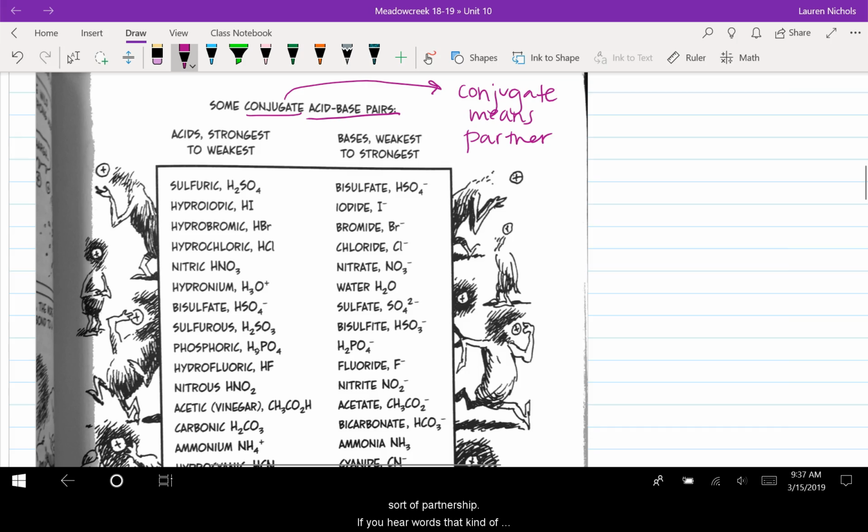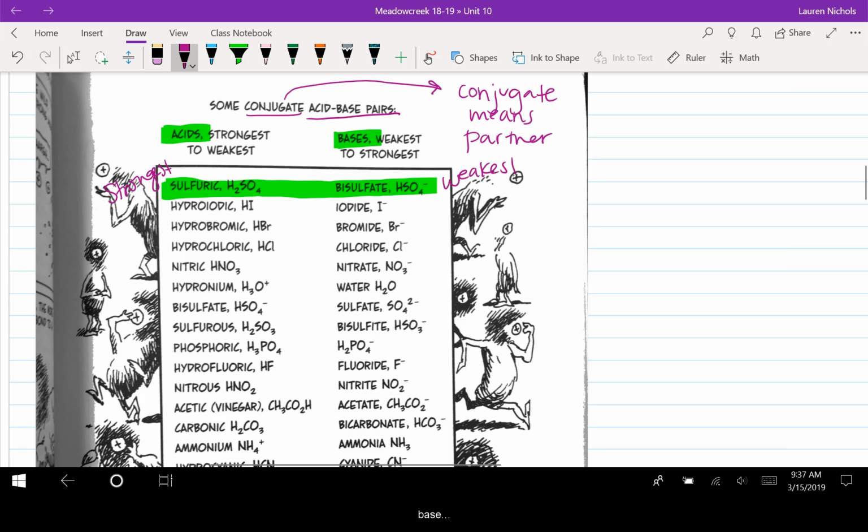If you hear words that sound like conjugate, it probably has to do with some sort of partnership. If we look at the first thing, we see that our acids are in the left column, bases are in the right column. And if they're in the same line, that's saying that they're partners. So these two things are the first partnership. And here, this is the strongest acid, and this is the weakest base, in this list at least.